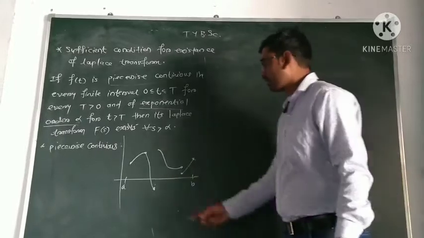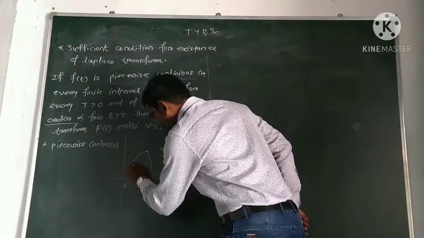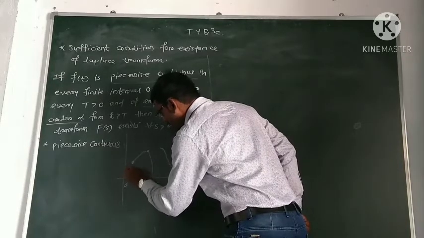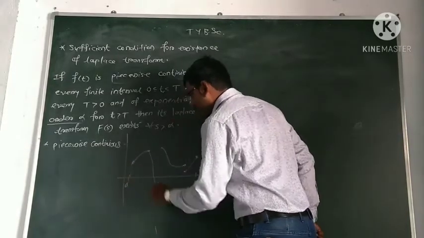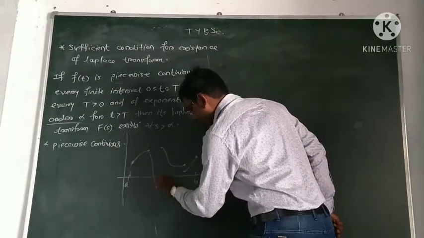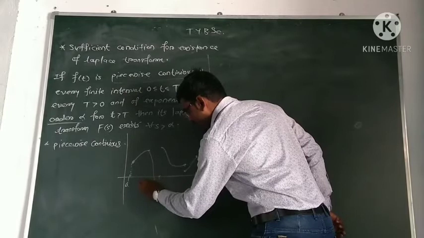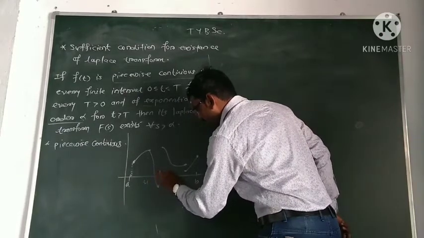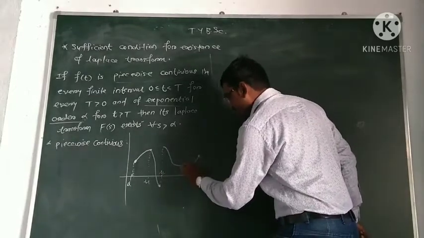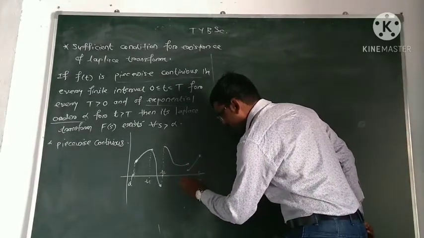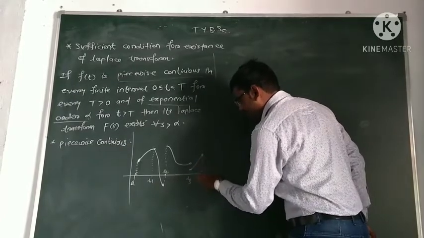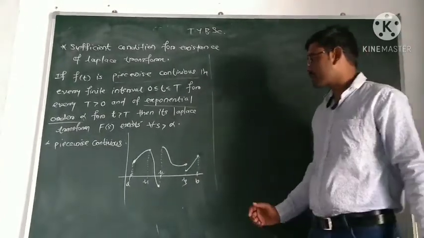Okay, this is our function. Suppose this is our starting point A. This is point, say, T1. This is point T2. This is point T3, or B. Now look at this function.